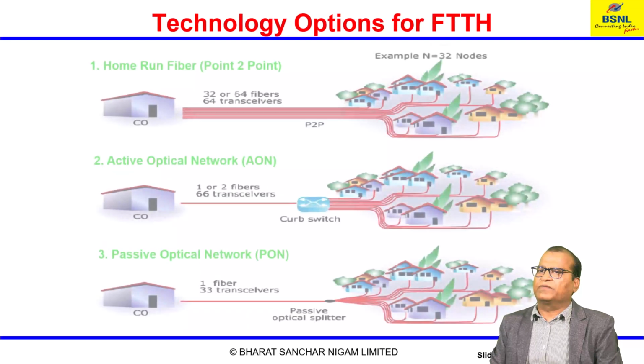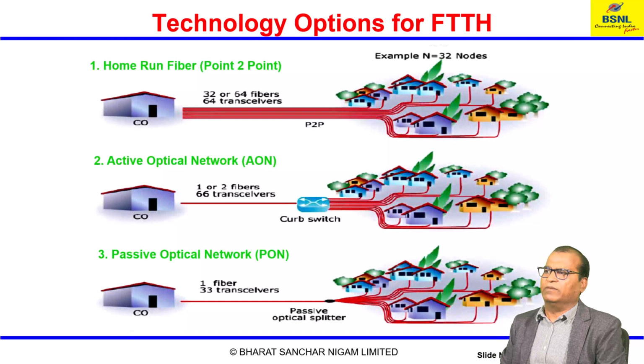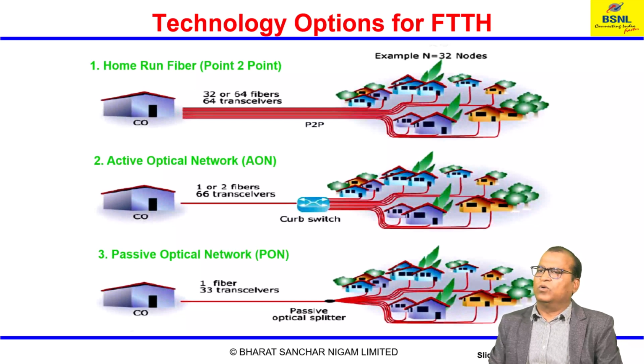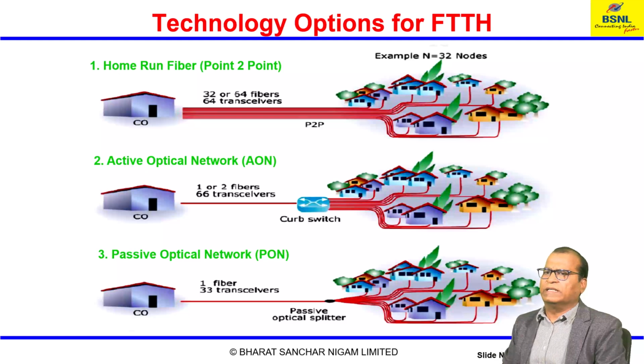Now, the technology options which are available for fiber to the home technology. First option is the home run fiber, where like a copper pair, a dedicated optical fiber or pair is available up to the premise. In the home run fiber option, it's actually a point-to-point network, and it requires a larger number of fiber counts to support the services. But the advantage here is that a dedicated fiber is available to the user, so he can easily upgrade his services at any time.